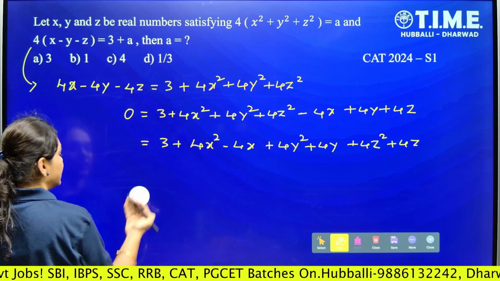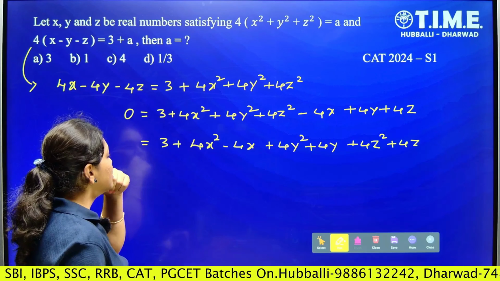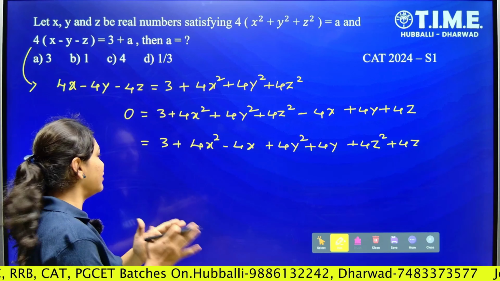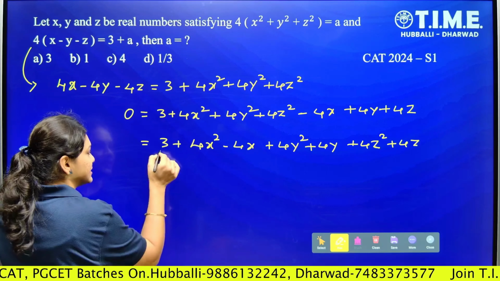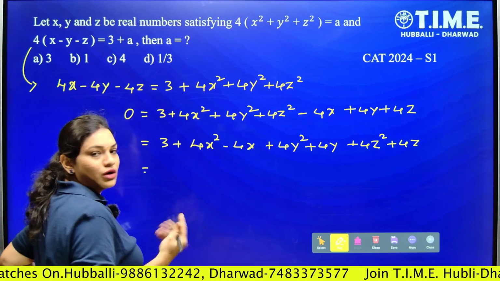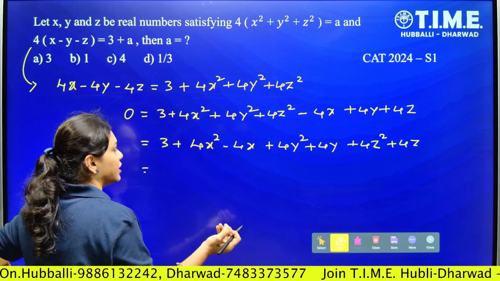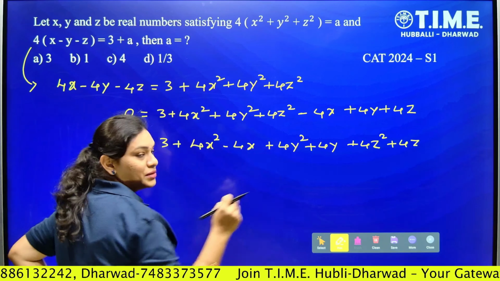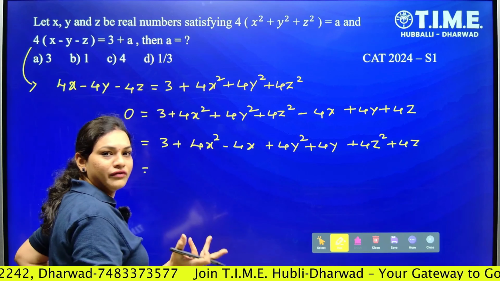So we'll do one thing. Since he has given the 3 here, we'll split this 3 as 1, 1, 1. When I split this 3 as 1, 1, 1, one more thing you can do, you can take the 4 also common here. That is one thing we can do, or else you divide this 3 by 4, so each and every term will get cancelled with the 4. That is also a way you can do.